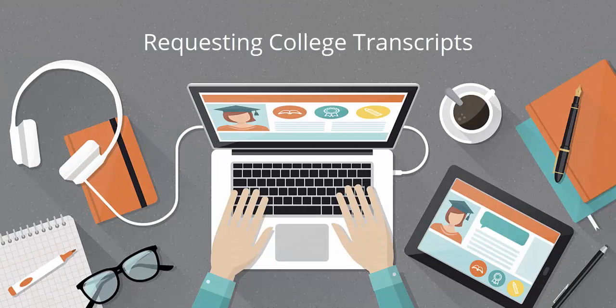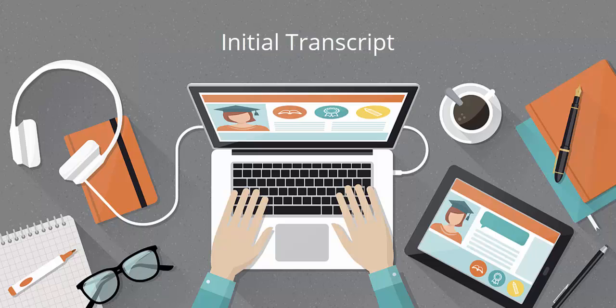During the college application process, you will need to request different types of transcripts depending on your schools of interest. For example, a school may sometimes want 1. An initial transcript, 2. A mid-year transcript, or 3. A final transcript. An initial transcript will include your school performance from the 9th through 11th grades.